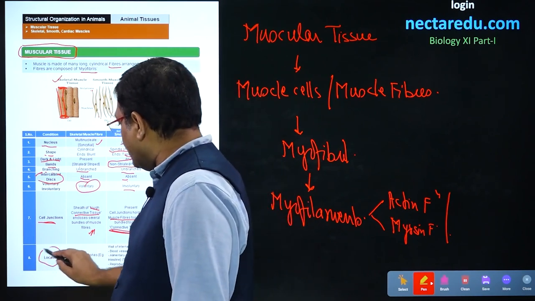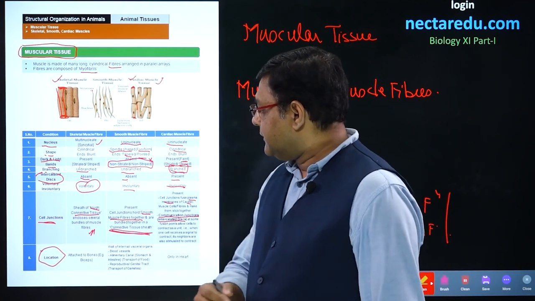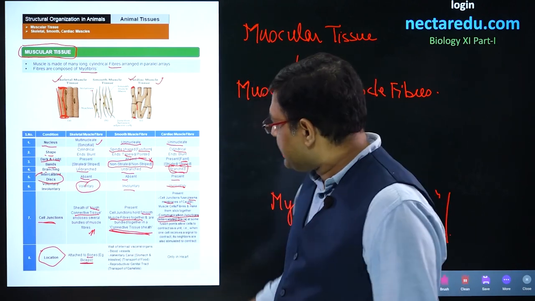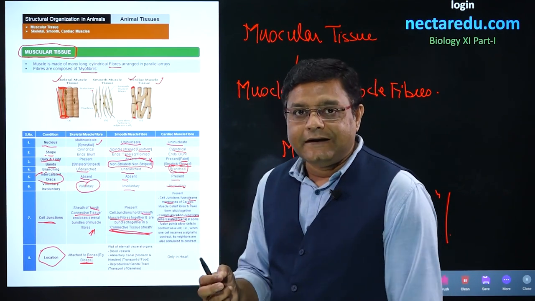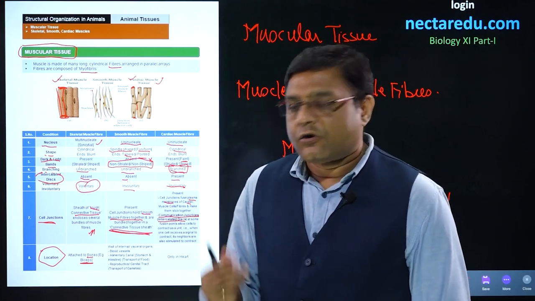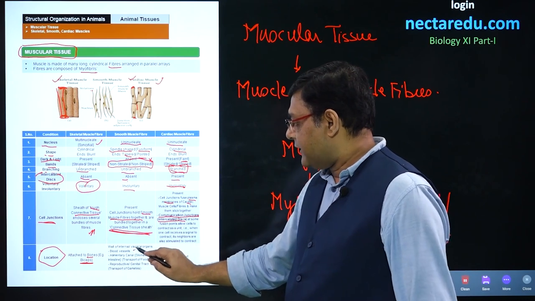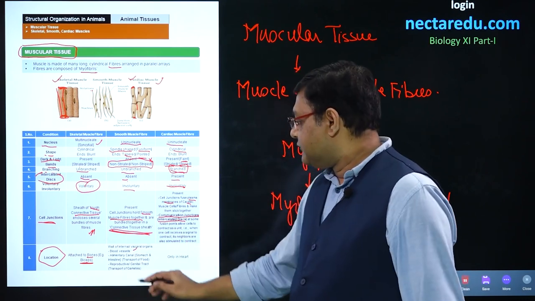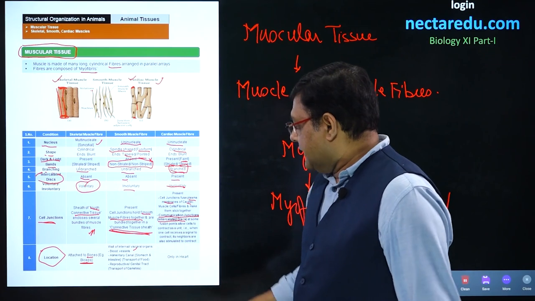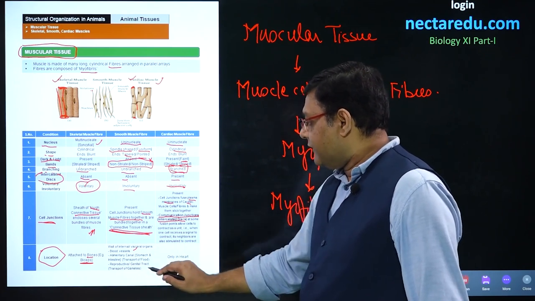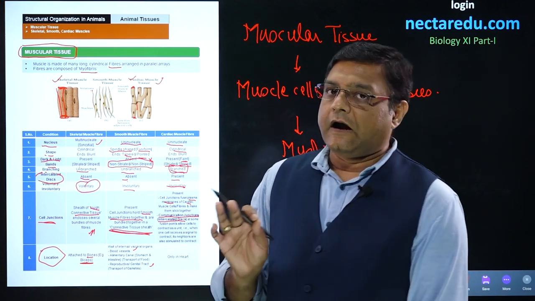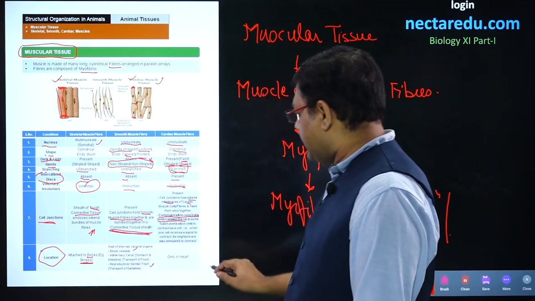Lastly, talking about the locations of these muscles, skeletal muscles are attached to the bones. Examples are the biceps or triceps muscle. Smooth muscle fibers are present in the wall of internal organs, or visceral organs. Common examples are the wall of blood vessels, the wall of the alimentary canal, that is, stomach or intestine, and the wall of the reproductive or genital tract. Lastly, cardiac muscle fibers are present only in the heart.